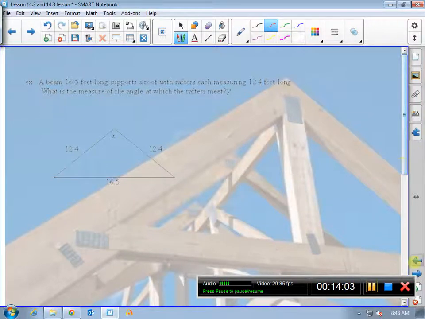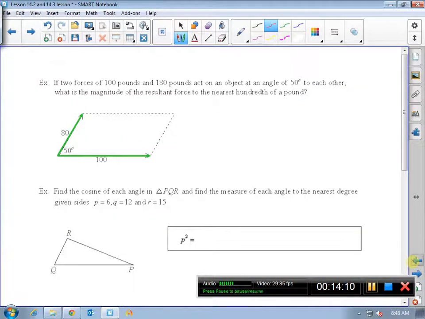So whoops, I went 2 pages. The next page has a problem at the top that says, if 2 forces of 100 pounds, and this should just be 80, 2 forces of 100 pounds and 80 pounds act on an object at an angle of 50 degrees to each other, what is the magnitude of the resultant force to the nearest hundredth of a pound?